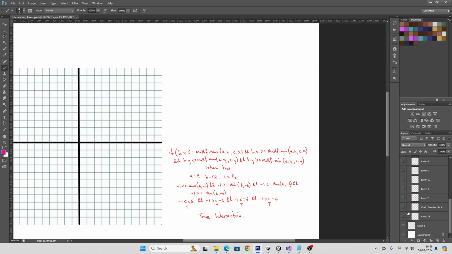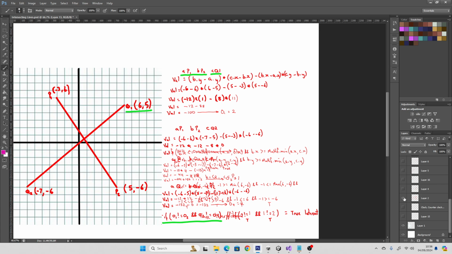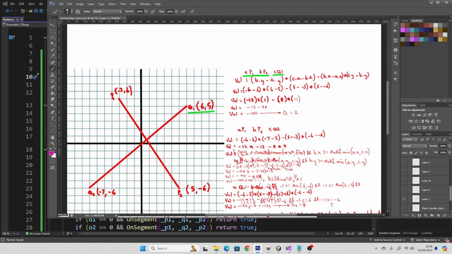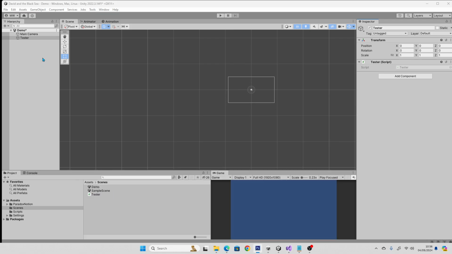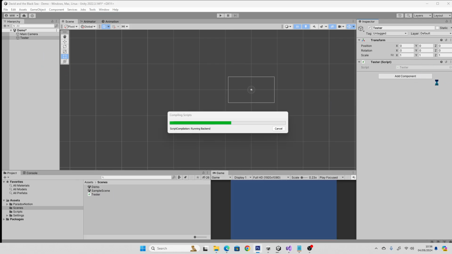Okay, we've got our code saved, and I'm going to pull this back up, and just so I can see the points, where is it? This guy here. I'm just going to move this into my other monitor so I can look back and forth. And let's do our test there where we've got our points. So our first one is an intersecting line.